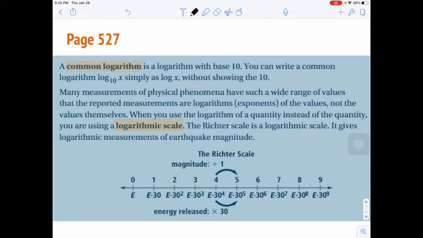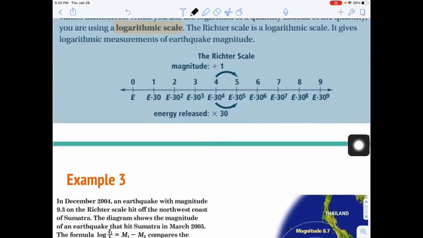The Richter scale is a logarithmic scale. It gives logarithmic measurements of earthquake magnitude. So here we have a picture of the Richter scale with the magnitude and the energy released times 30. So this is showing the magnitude of 0, 1, 2, 3, 4, and then the energy released.